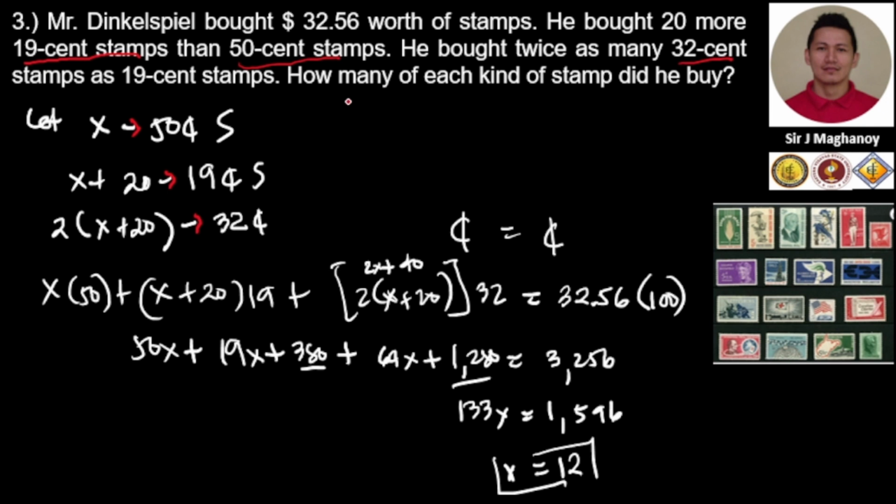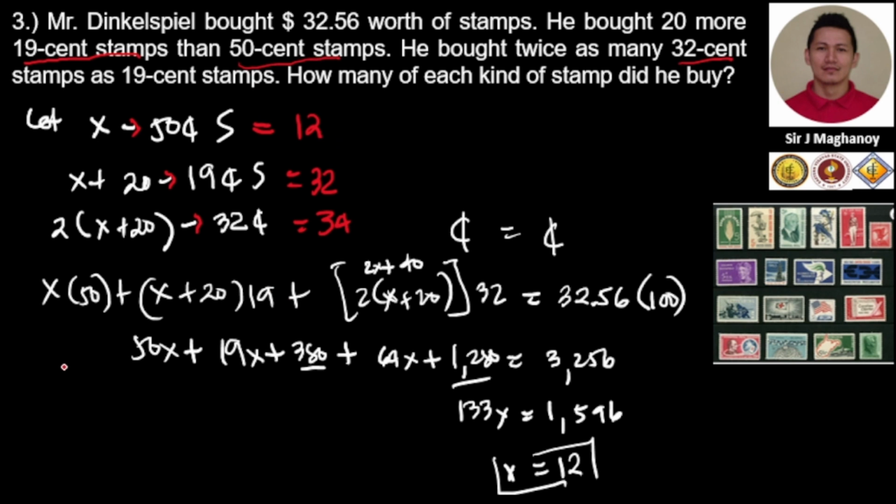So the requirement is how many of each kind of stamp did he buy. So if our x is 12, then the 19 cent stamps are 32. How about for the 32 cent stamps, that is 32 plus 2, that is 34. Okay, let's check if our answer 12, 32, 34 is correct.